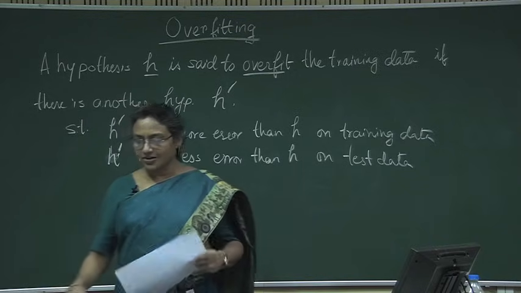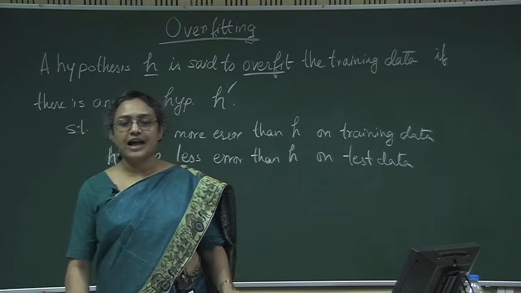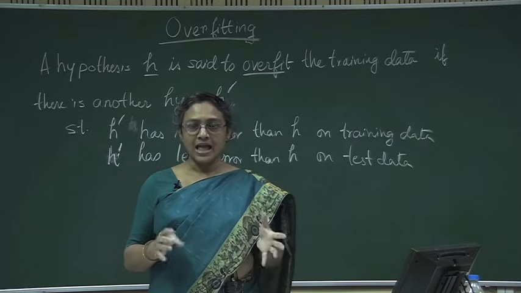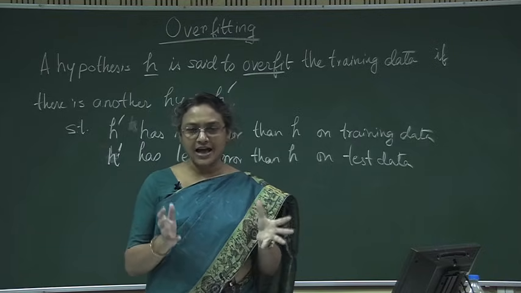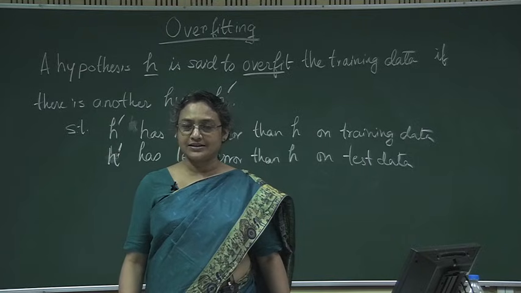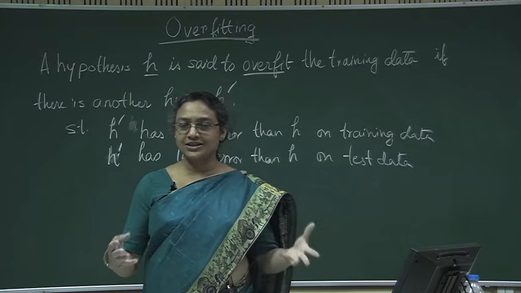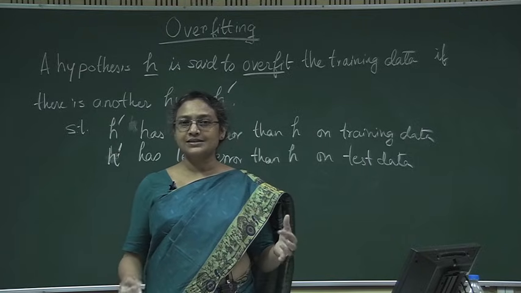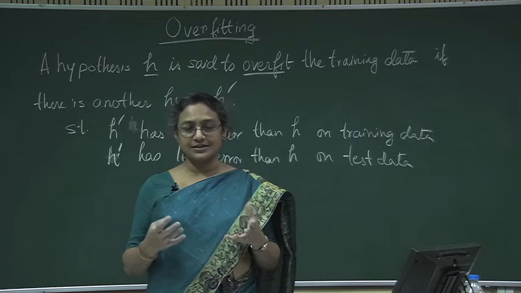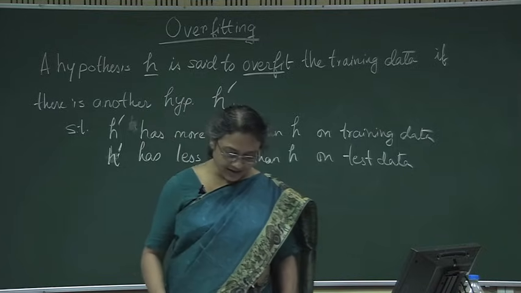For example, in the context of decision trees, if we have a smaller decision tree that has a higher error on training data and lower error on test data compared to a larger decision tree which has smaller error on training data but higher error on test data, we say overfitting has occurred.